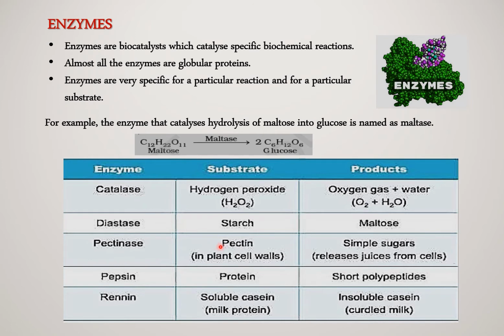Pectin is broken down to give simple sugars, and the enzyme is called pectinase. If you are breaking down a protein to give smaller polypeptides, the enzyme is called pepsin. If you are breaking down the milk protein casein to give curdled milk, insoluble casein, the enzyme used is called renin. So these are some of the names given to enzymes based upon the substrate on which the enzyme acts.